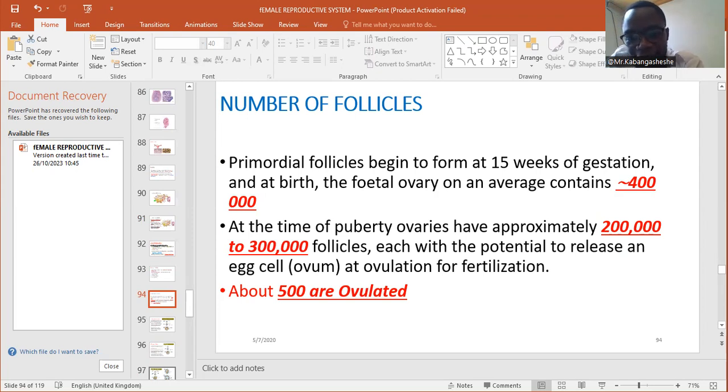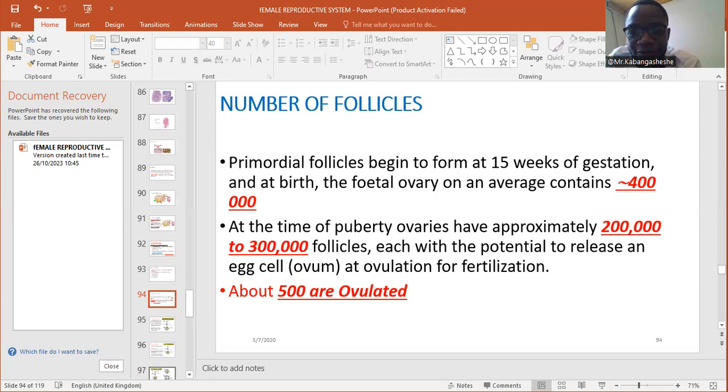Then we're saying every month, each ovary, maybe the left ovary this month, will recruit 15 to 20 follicles to begin the process of maturation. Out of those 20, only one will mature into what we call a tertiary or Graafian follicle, which will now undergo the process of ovulation. Then the next month, it will be the other ovary to undergo that process. So you see that in a lifetime, from puberty up to menopause, about 500 follicles are ovulated.